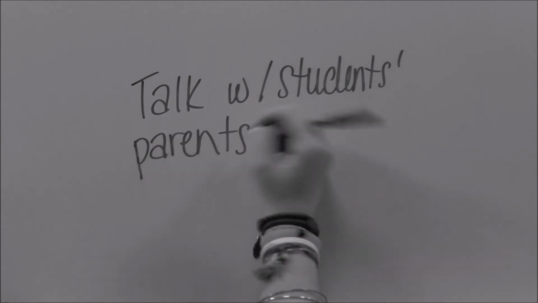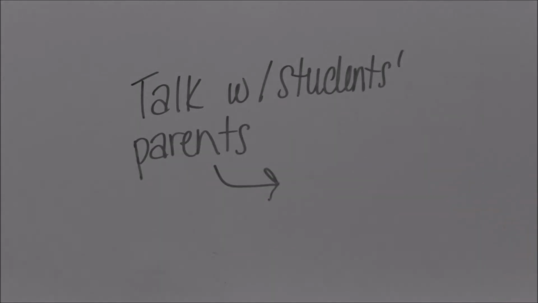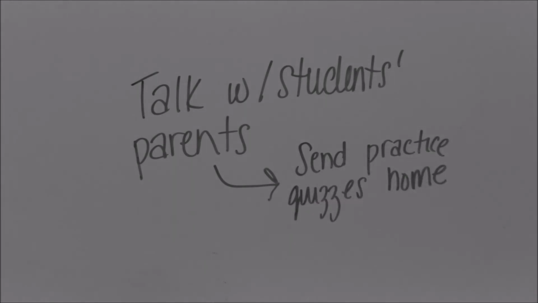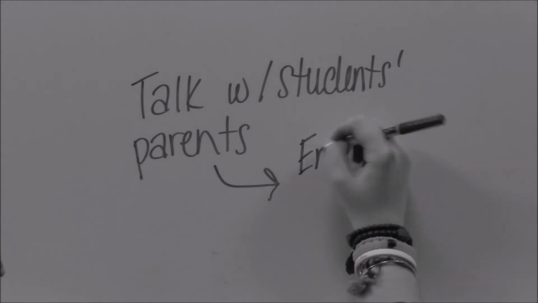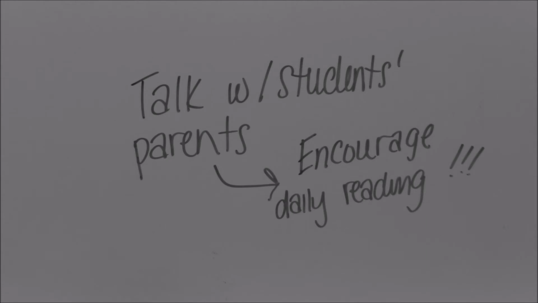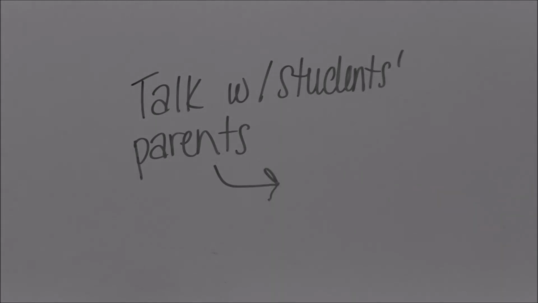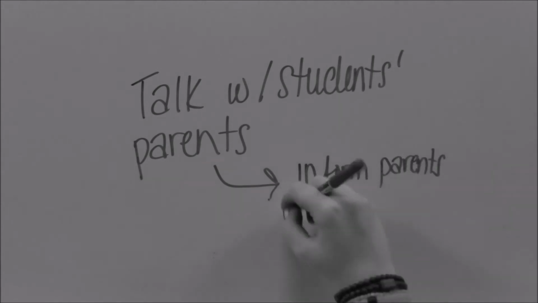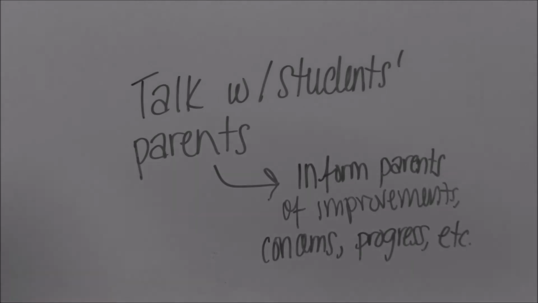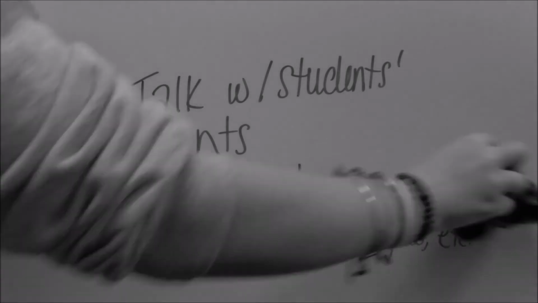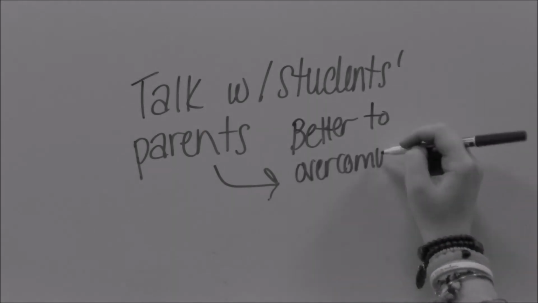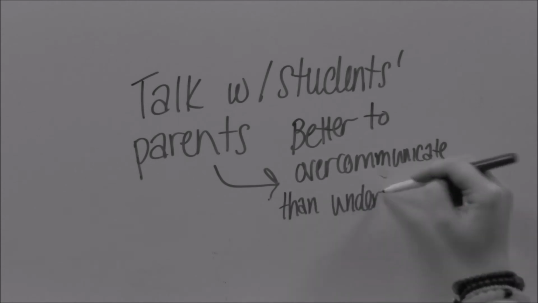Another tip, talk with students' parents more, increase the communication there. You could send home practice quizzes for parents or guardians to be working on with their children. Encourage parents to encourage daily reading. This is exceptionally important. You can also talk to students' parents or guardians about any improvements, concerns, general progress or lack of, etc. One rule of thumb I always abide by is that it's better to over-communicate than under-communicate.